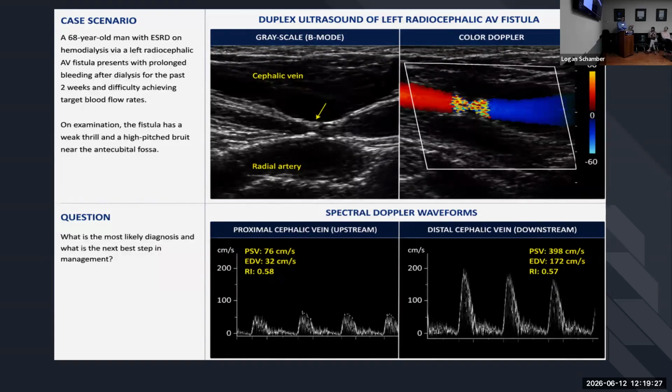On examination, the fistula has a weak thrill, high-pitched bruit near the antecubital fossa. In the middle of your screen here are the different ultrasound studies. So I'll let you guys just absorb that for a little bit, and then I'll go on. But essentially the question I posed is, what is the most likely diagnosis and best step for management? So, again, this is a very common clinical scenario that we've all encountered.